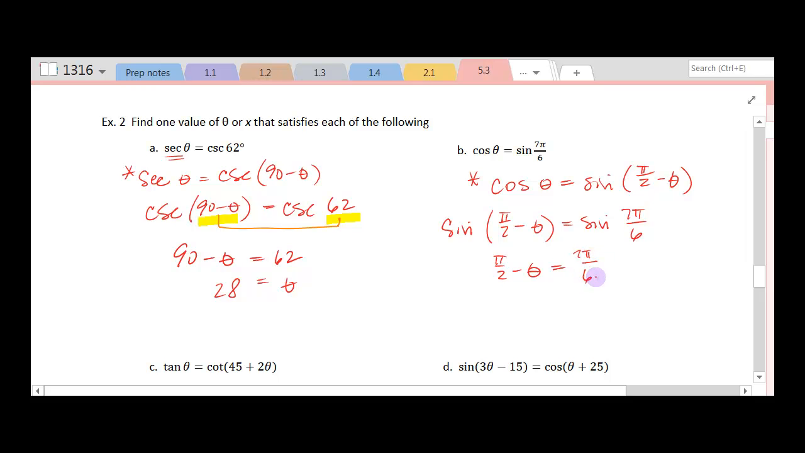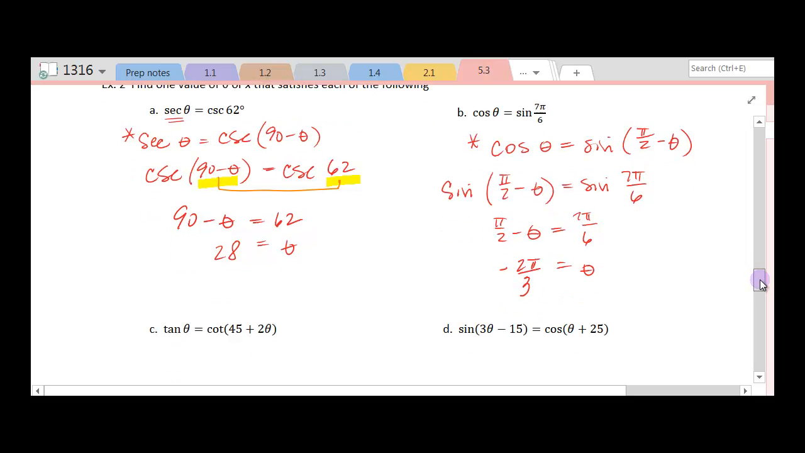You can do this pretty easily when you're doing your fractions on your graphing calculator, but if I were to add theta again to the right-hand side and subtract 7 pi over 6 to the left-hand side, I end up with negative 2 pi over 3, and that's what theta would be.